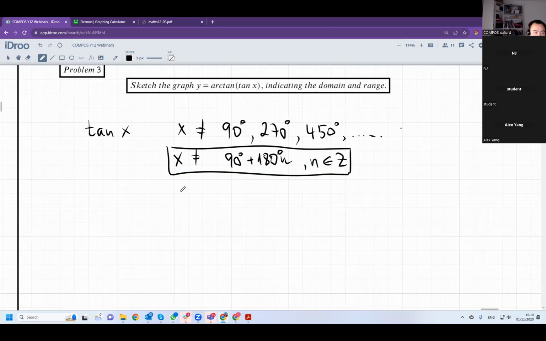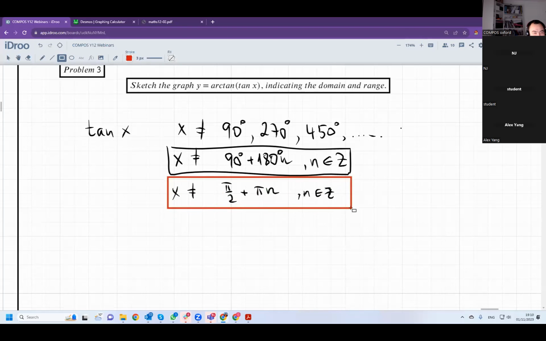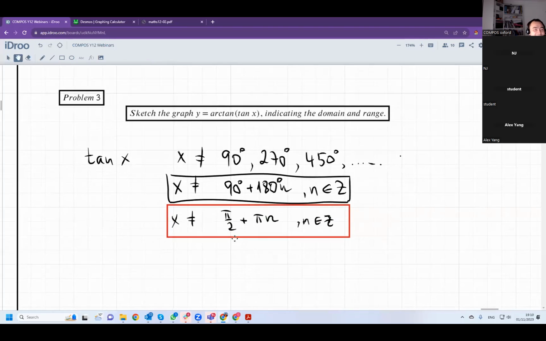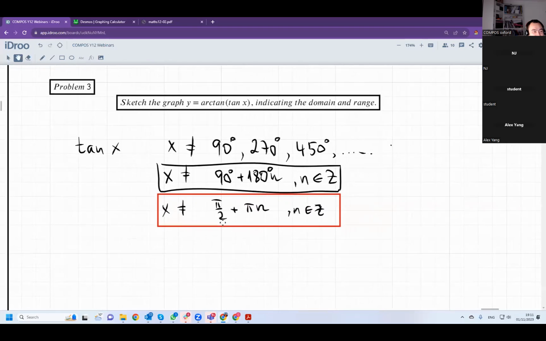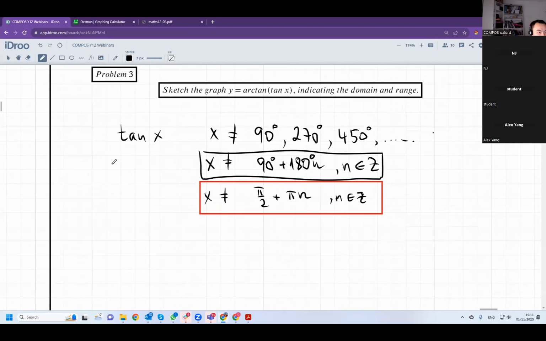In radians, the same thing would be written as this. X is not equal to pi over 2 plus pi n, where n is an integer. Sorry, whole numbers and integers apparently are different. Well, they're not in my book, honestly. That's not how I learned it, but integers, yes. So that's the domain of this function.